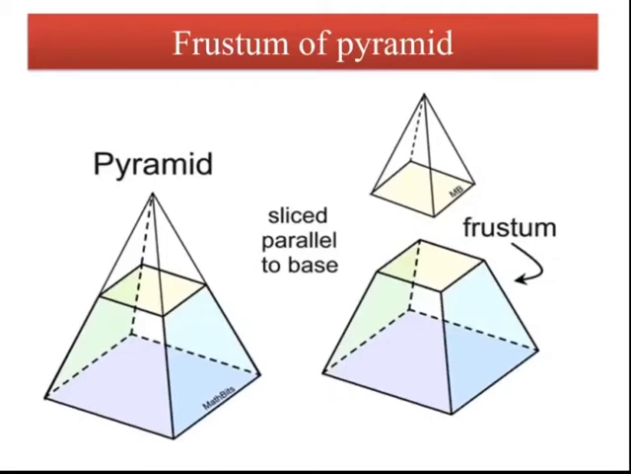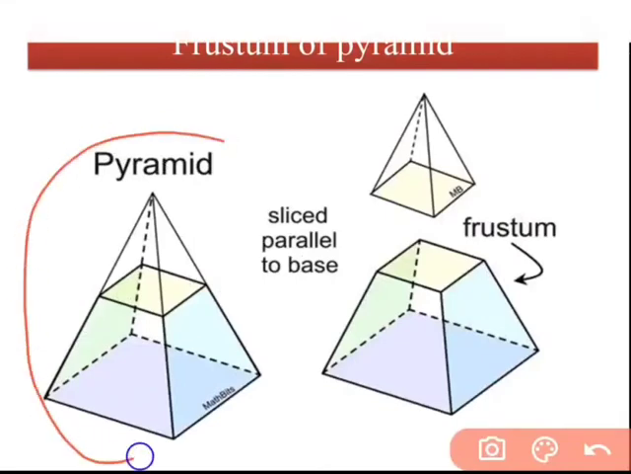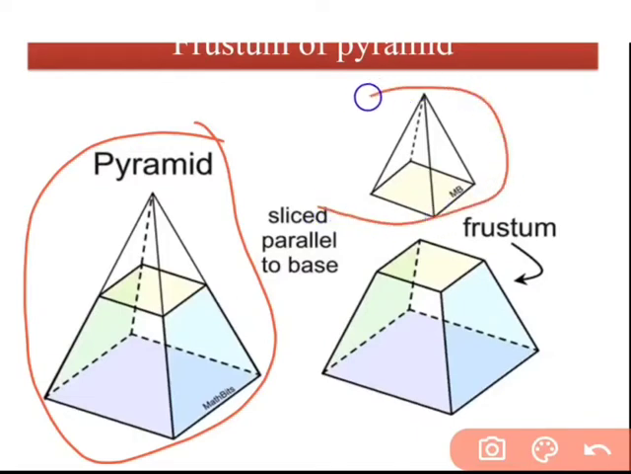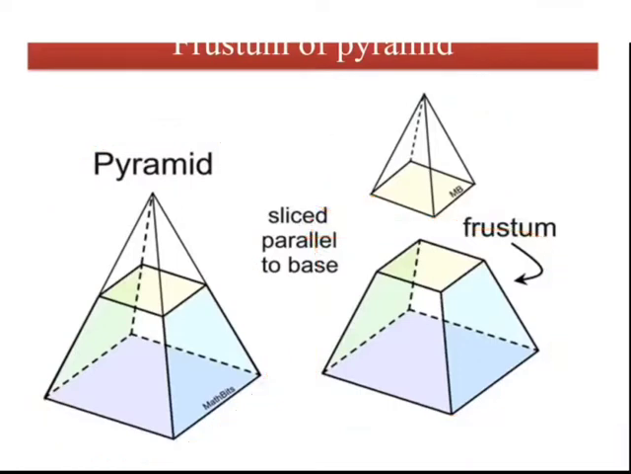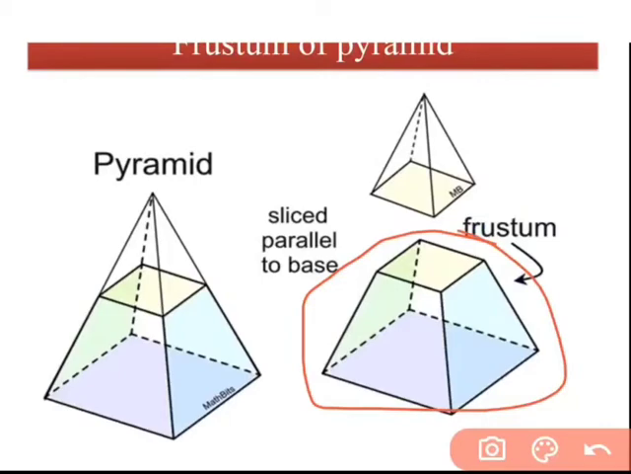So this is the figure of a frustum of a pyramid. This figure is cut into two parts. The first part becomes a small pyramid and the second part is the frustum of a pyramid. Okay, so this portion indicates the frustum of pyramid.